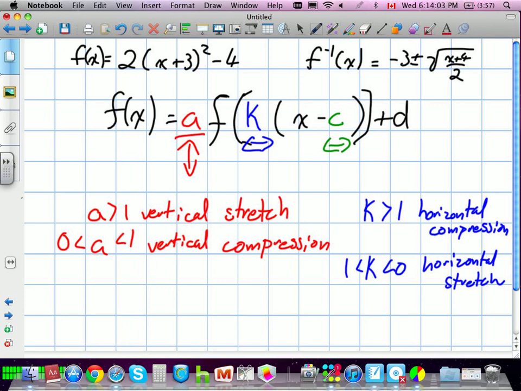Same idea again. C deals with translations left and right. As a whole, I just want you to think of this term here as negative C. So when we talk about C, we're going to think about the whole thing in general. I'm going to explain to you why it's kind of backwards the way it is, but for now we'll just think of it as the whole thing. So if C is a negative number, then we move in a positive direction. So we move right.